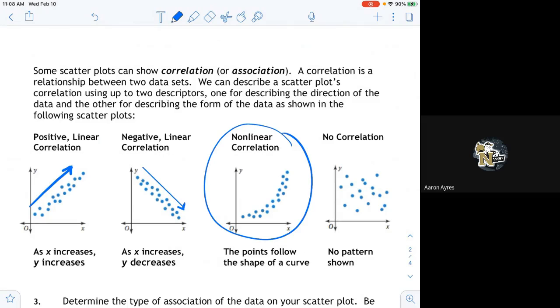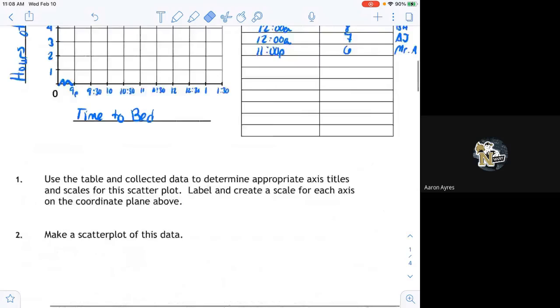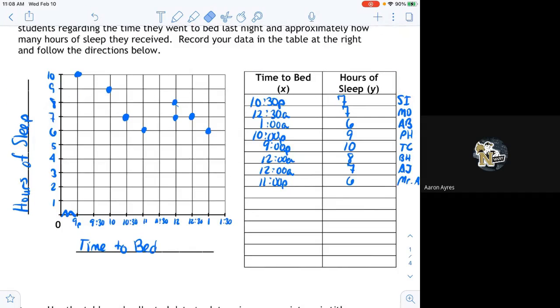So I want you guys to look back at your scatter plot here and tell me if this data follows any kind of association. Now, the way we've set this up, it might be a little tricky. So if you're having a little difficulty identifying this, I'm going to show you one from yesterday. It might be a little bit clearer to see. But right now, turn and talk with your group mates and see what you think: does your data show any kind of correlation between the time somebody goes to bed and the number of hours of sleep they receive? Take a minute, turn and talk. Go.